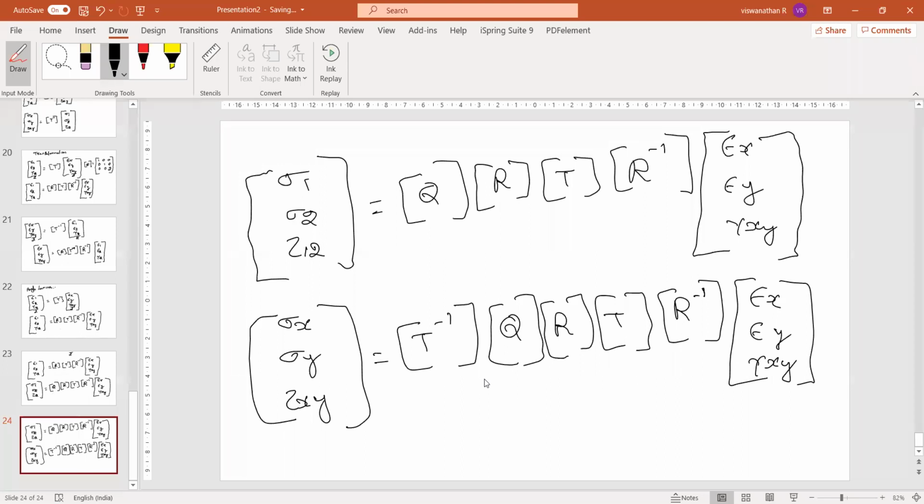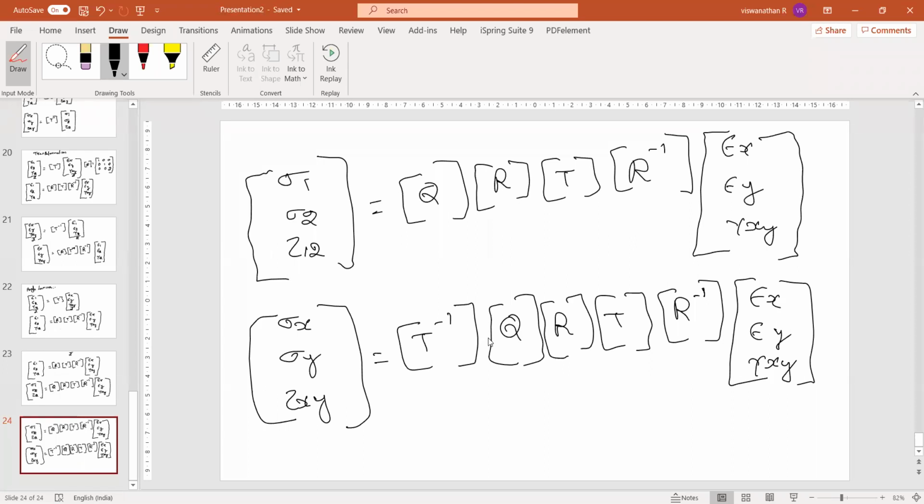Yes, anybody? If you're not able to follow, please tell me you're not able to follow. I'll explain once again. So Q, sir. Yeah. If this was a 0-degree lamina, this whole thing was supposed to be Q. Okay, it was just Q.